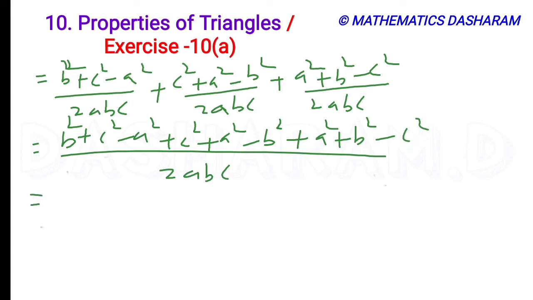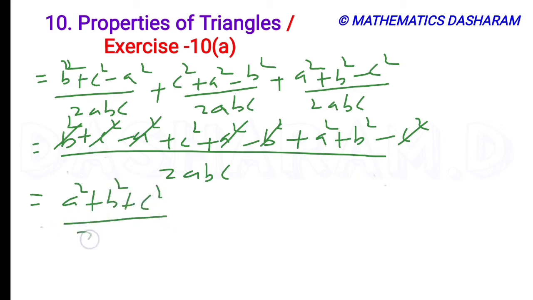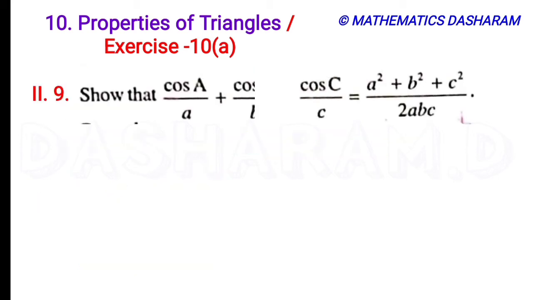Are there any terms cancelled here? B square plus C square minus C square minus A square plus A square cancel, and write the terms in the order A square plus B square plus C square divided by 2ABC. So it equals RHS, so hence proved.